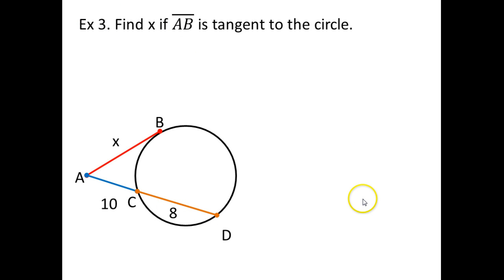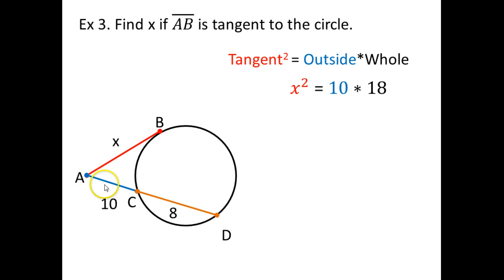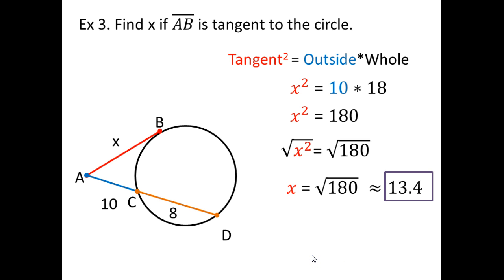Example 3. Find X if AB is tangent to the circle. So we'll use the previous theorem that says tangent squared equals the outside part times the whole part. So X squared equals 10 times 18. X squared equals 180. Take the square root of both sides. You get X equals the square root of 180, which is approximately 13.4.